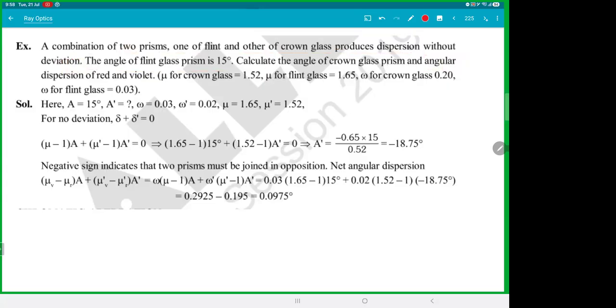Meaning he's taking case 1 and asking that deviation is not there. Okay, but in that there's a dispersion, right? How much is that? Dispersion is theta plus theta dash. Try. Think for a minute, and I'll show you.